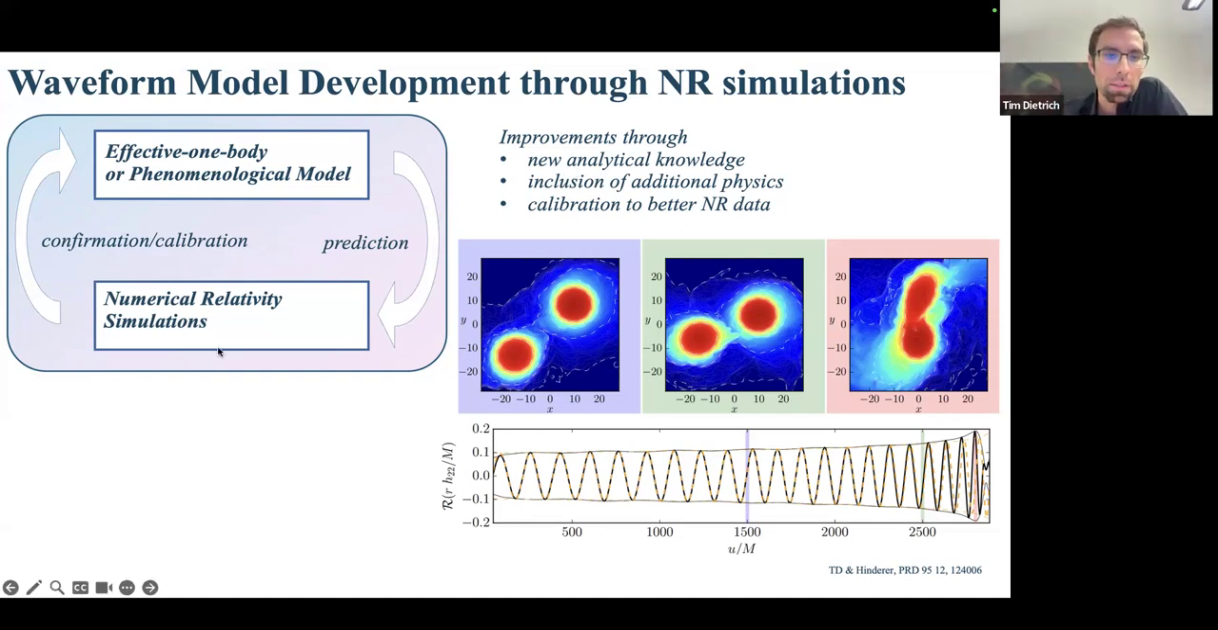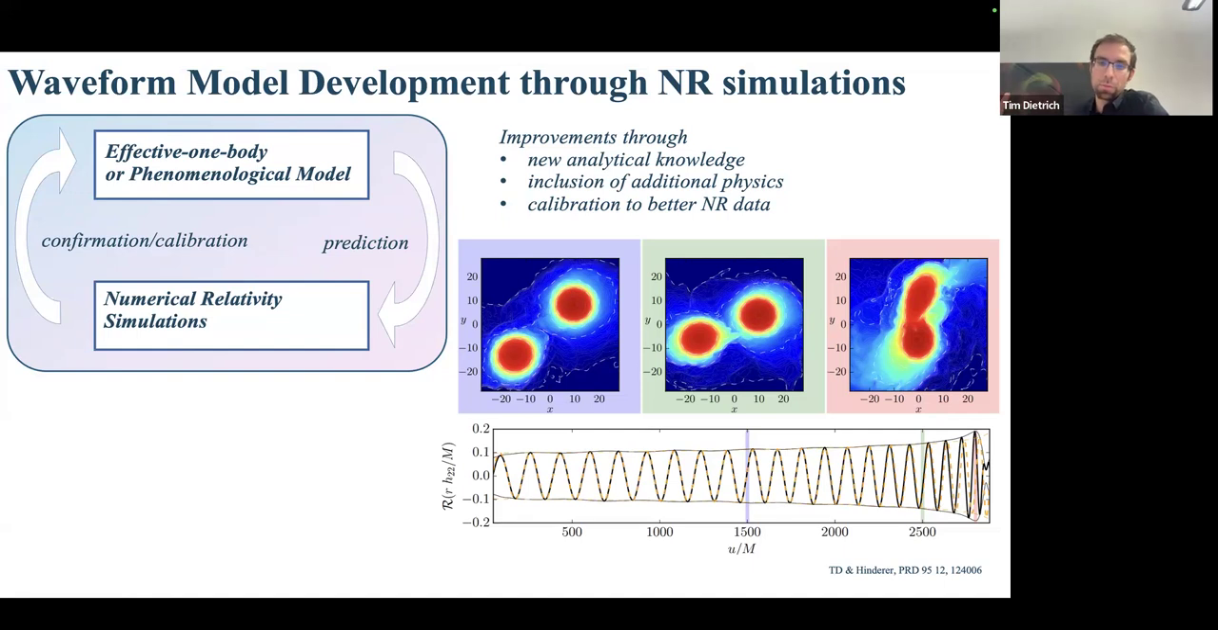And so you compare your numerical simulation with a model, and you can either confirm it if all agrees, or if it doesn't agree, then you can try to get good simulations to recalibrate free parameters, as I will show later. So overall, these models can be improved by new analytical knowledge, which comes from post-Newtonian theory or whatever you think is most applicable. It's a huge endeavor, but it's really important. Then you can add additional physics. Also there you had already talks that covered this a little bit, and you will have later today.